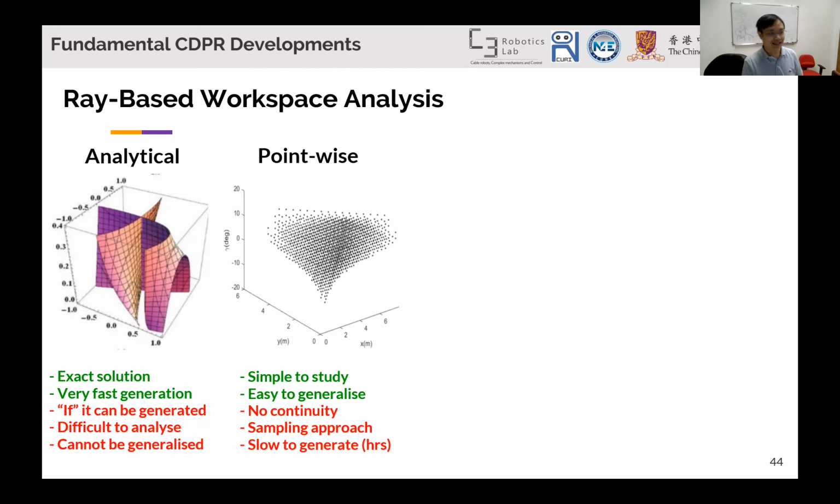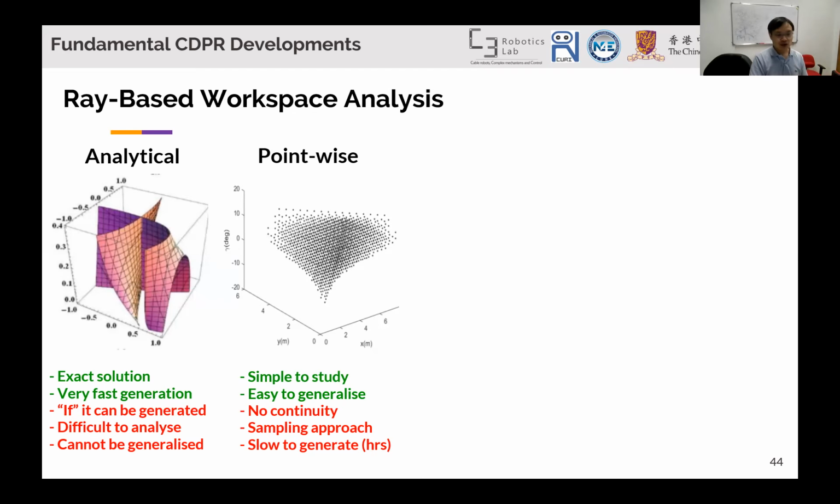Another classic. Instead of evaluating an analytical boundary, let's check a binary condition. Is this point in or out of my workspace? If it's in, it's in. If it's out, then we put it as negative. Advantage: very simple to study, very simple to generalize. We could claim this works on all types of cable robot morphology and topologies.